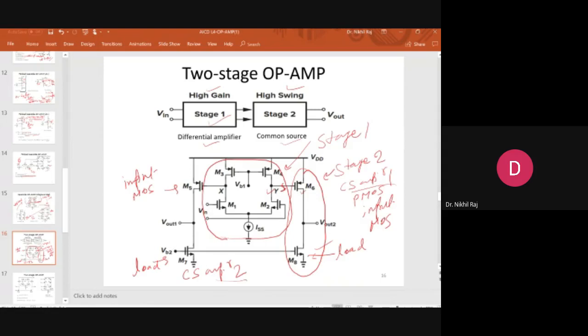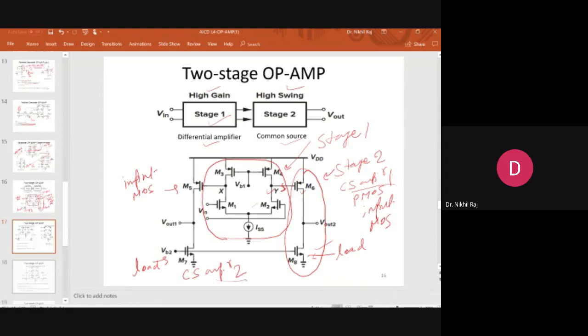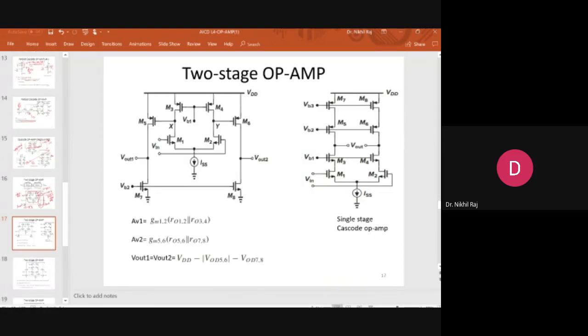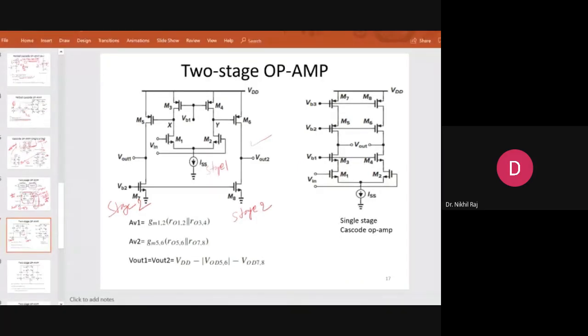So what will happen is the gain will be decided by this inner block and the swing will be decided by this outer block. Now the changes in the two stage op amp are done here. So this was your simple two stage op amp. This was your stage 1 and this was your stage 2. Now I want to improve the gain of the two stage op amp, because this is a simple differential amplifier. Maybe the gain is not very efficient, so I need to improve the gain.